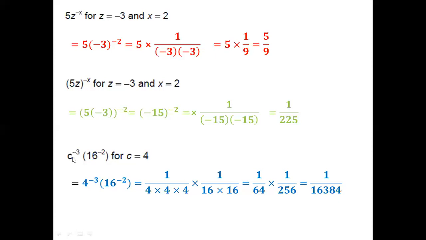C equals 4. So in place of C, you replace the C with 4. So 4 to the power of -3 multiplied by 16 to the power of -2. Now both of them have exponents. So when both of them have exponents, of course, we have to write both of them as fractions. So first write the first one as a fraction. You're going to get 1 over 4 multiplied 3 times, right? Then again 1 over 16 multiplied by 16. Now you might ask, why did we not use -16? It is not -16, it is just a 16.